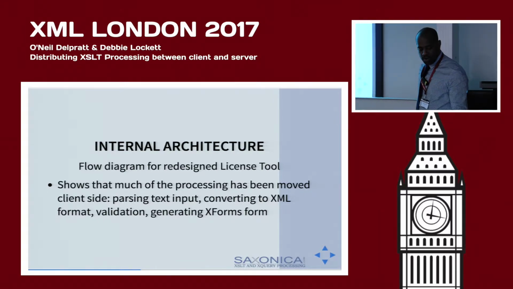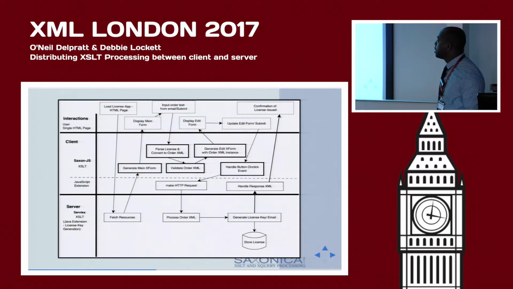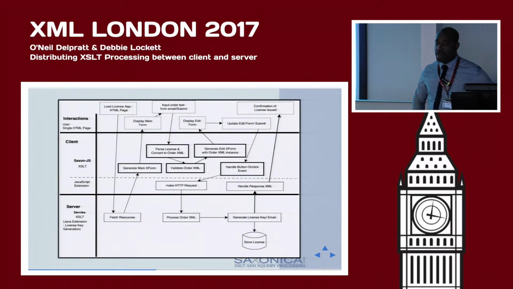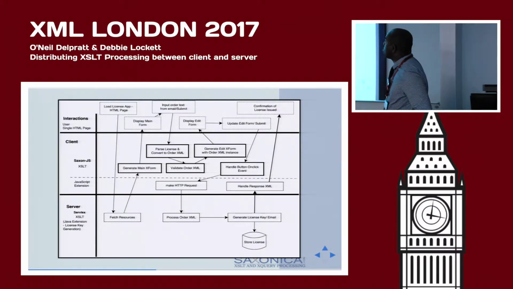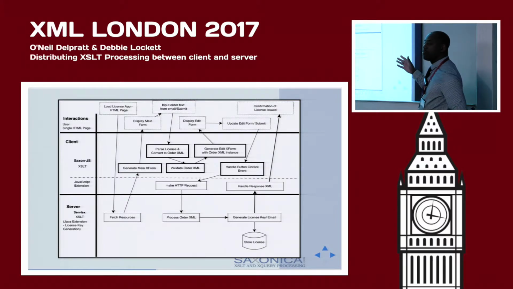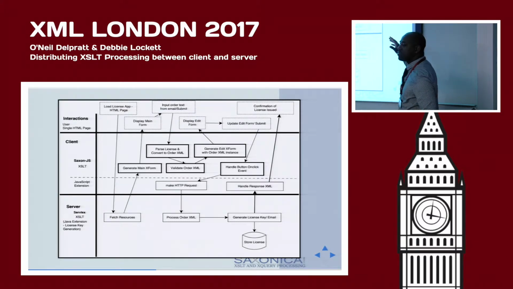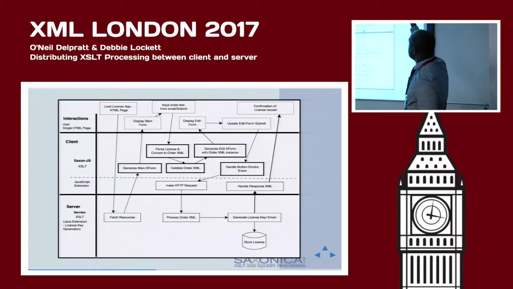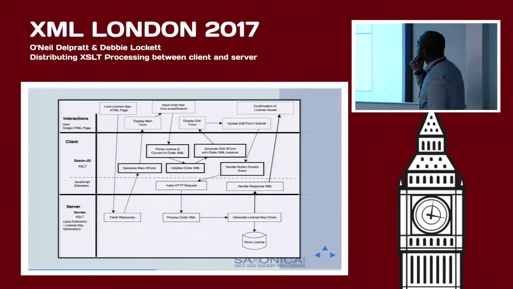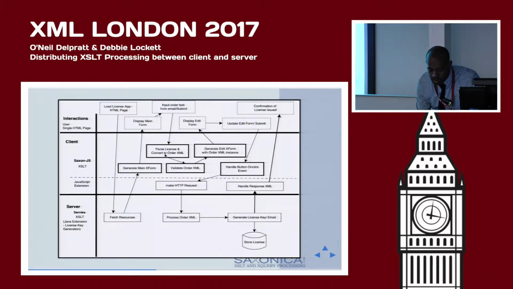Okay, so let me show you the flow diagram, which illustrates the flow of data, what's going on in this new application. And it's a shame we haven't got in the paper a flow diagram for the old system, but this is just for the new system. If you see, this is top heavy. Most of the work is happening on the client side. That's what the aim is. So the first layer here is all the interactions from the user. They load the app, we have the display form, and then they input the text. And the XSLT on the client side parses that license into XML. We validate that on the client side.